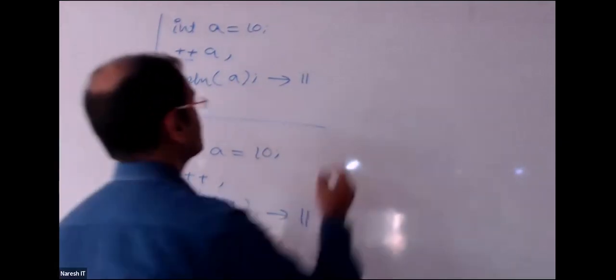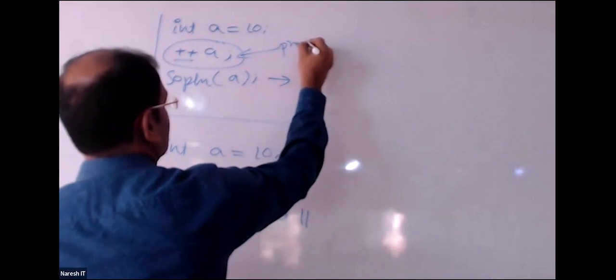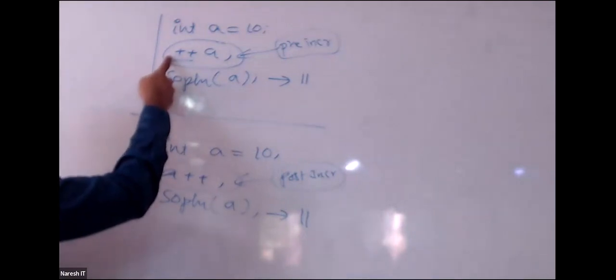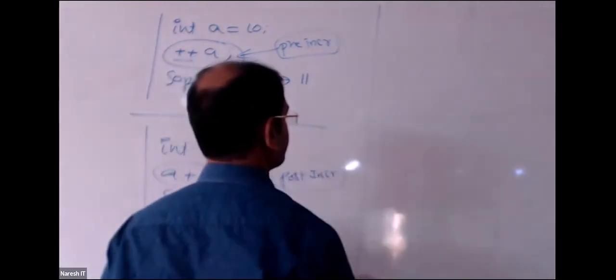Okay. Next. So what is this now? Pre-increment. What is this? Post-increment. What is the meaning of it? If we use plus plus before the variable name, that is called pre-increment. If I use plus plus after the variable, then post-increment. Okay. Next point. Same point.